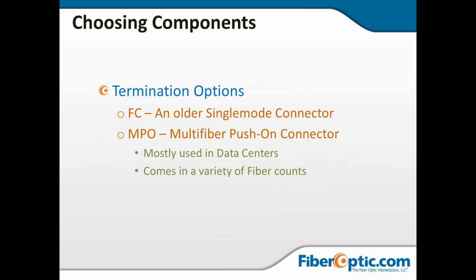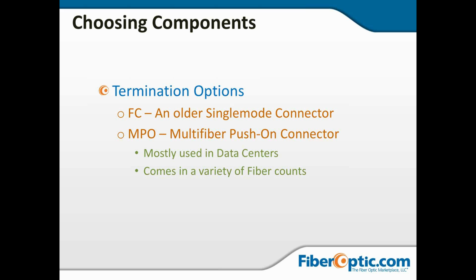Some of the other termination options: the old FC connector. There's still some of them out there, and I've gone out on a couple of testing jobs where I still saw FC connectors out in the field. Those are the ones that are threaded all the way, and they look like a coax connector in a lot of ways. And I'm thinking that the F probably came from the old F connectors. It was a single mode connector used primarily in the telecoms world.